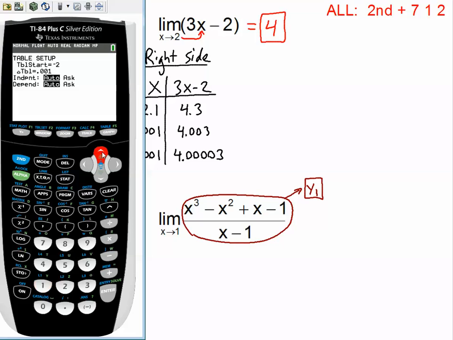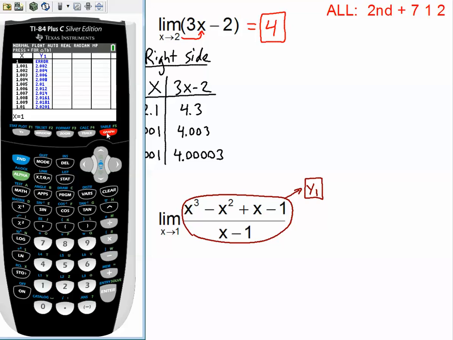0.001s. I also want to make sure that I'm starting my table where I want to be seeing the value, which is 1. I don't want to start at -2. I want to start at 1. So I'm changing my table to count by very tiny amounts, and I'm centering my table at the value of 1. Now when I go back to second table, I can see, of course, my error.